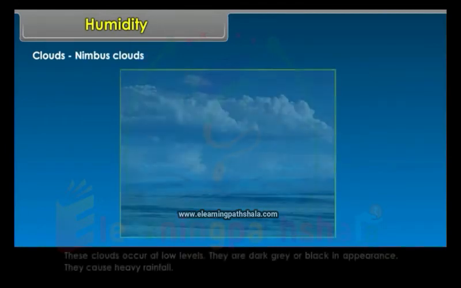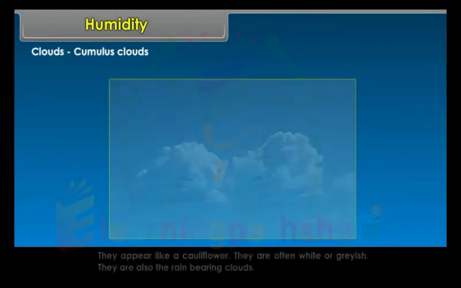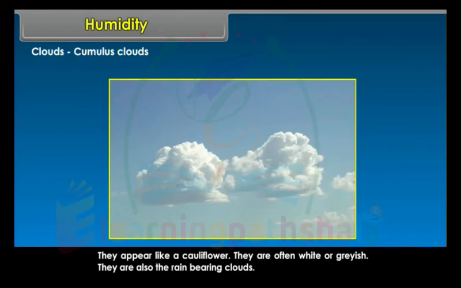Nimbus clouds. These clouds occur at low levels. They are dark grey or black in appearance. They cause heavy rainfall. Cumulus clouds. They appear like a cauliflower. They are often white or greyish. They are also the rain-bearing clouds.